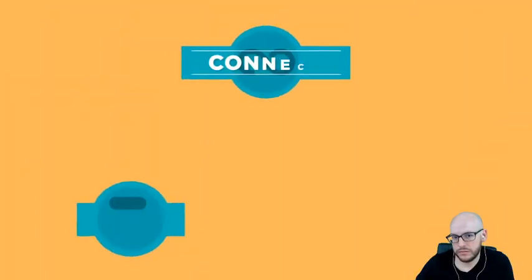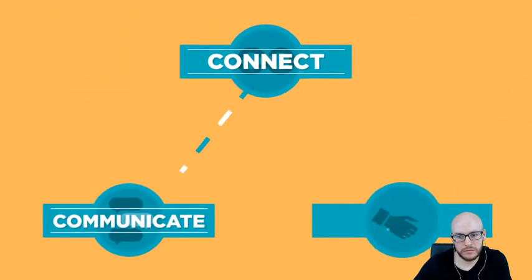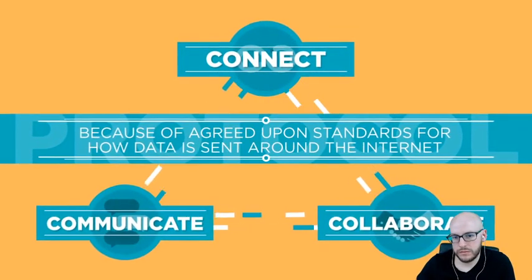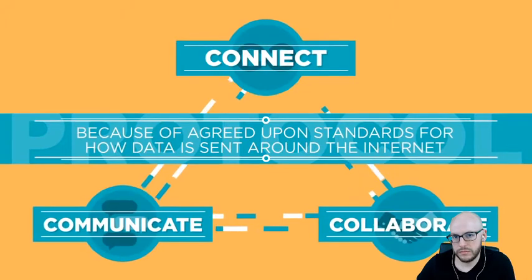The internet is made of hundreds of thousands of networks and billions of computers and devices connected physically. These different systems that make up the internet connect to each other, communicate with each other, and work together because of agreed upon standards for how data is sent around on the internet.